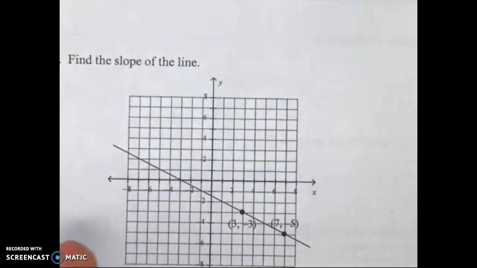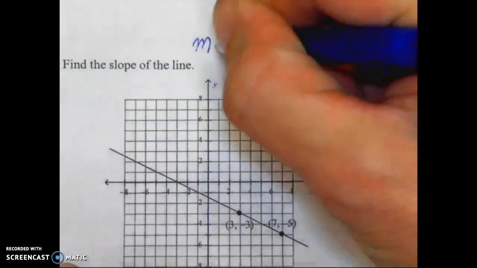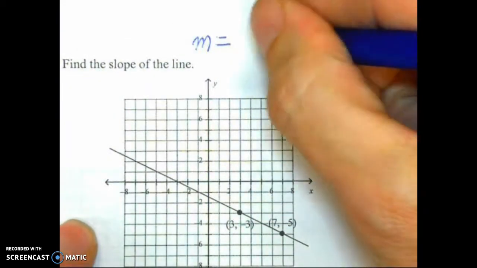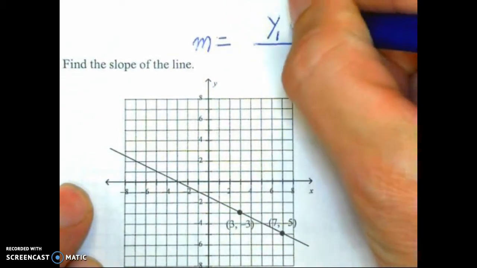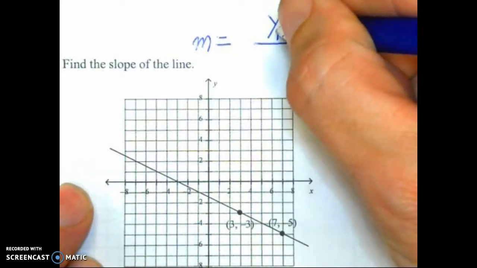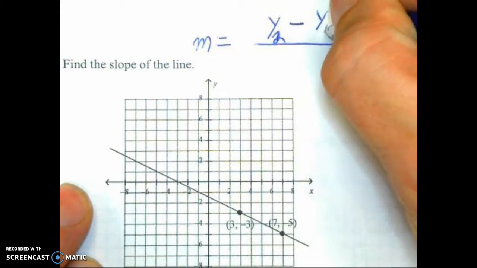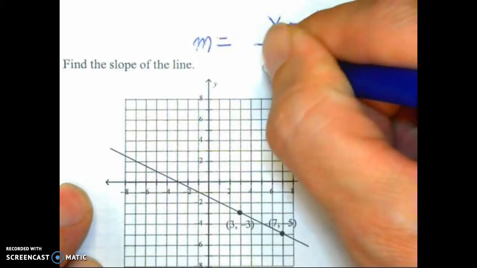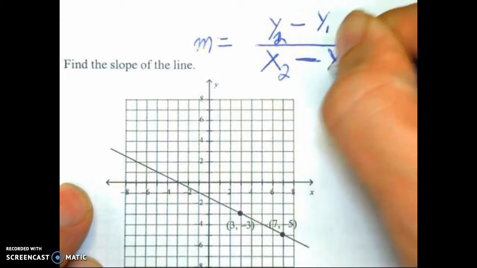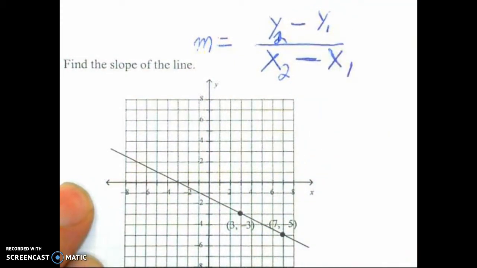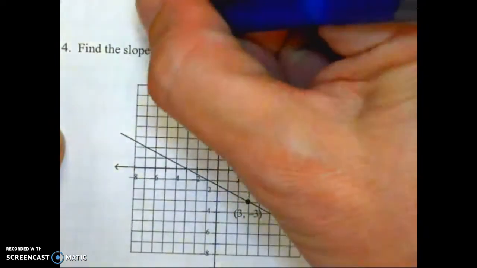Well, how about the slope formula? So why don't we write this down? Slope equals y number 2 minus y number 1 all over x number 2 minus x number 1. You might not need it right now, but that is the slope formula, and this you should have memorized. This is very important.